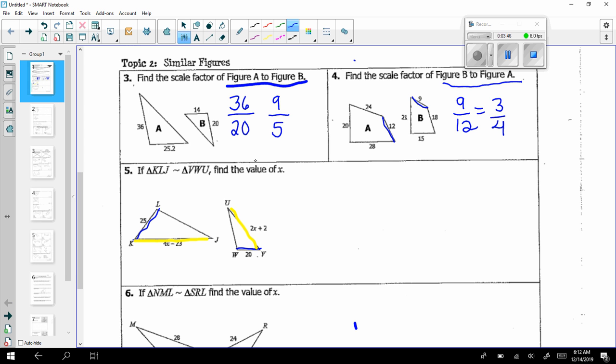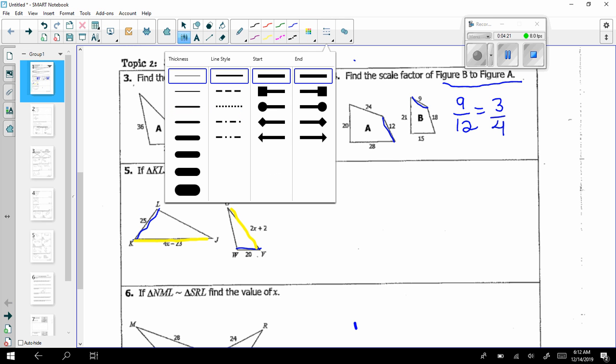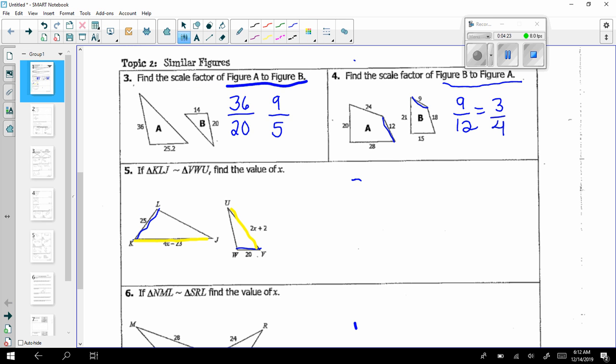When you're solving for a variable, it doesn't matter which one's on top or which one's on the bottom, as long as if I do the larger figure on the top here, it has to be the larger figure on the other side. So if I do 25 over 20, and I'm going to erase this because I need to make this a little bit smaller, I need to make sure that the bigger side is on the top of the other side of my fraction. So I have 25 over 20.